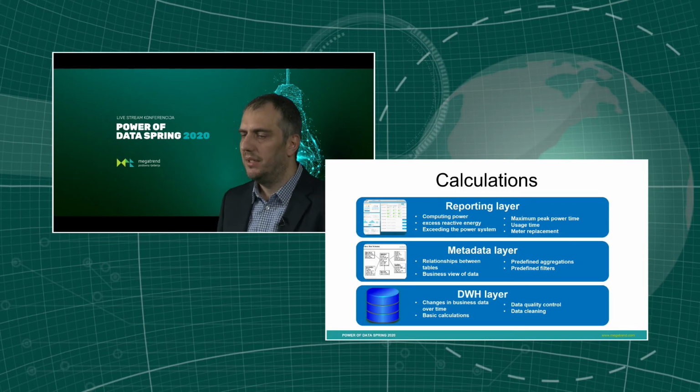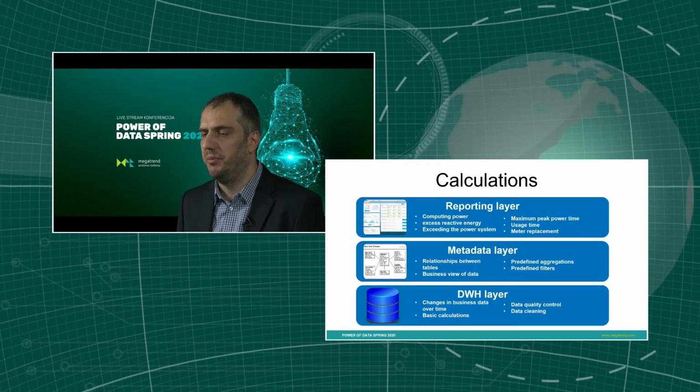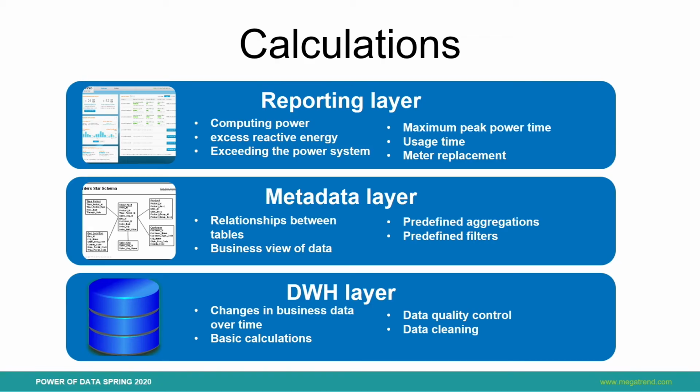On the next layer, the metadata layer is used to make a relationship in the data and to make a business view of the data. Cognos possesses a very powerful metadata layer, which enables you to create one business view of data which can be used in all other reports. There are also calculations that are implemented in the reporting layer, like computing power, maximum peak power, time, and all other calculations that are more complex and needed to be implemented in that layer.